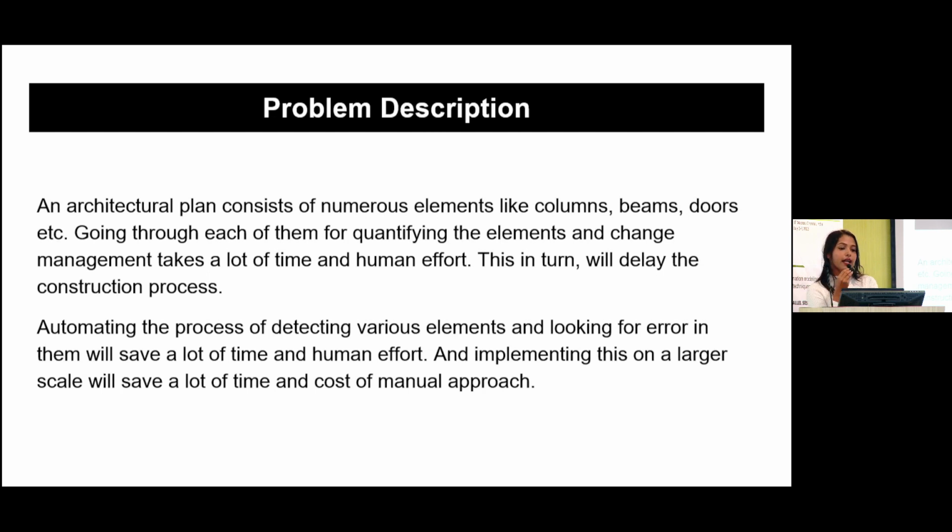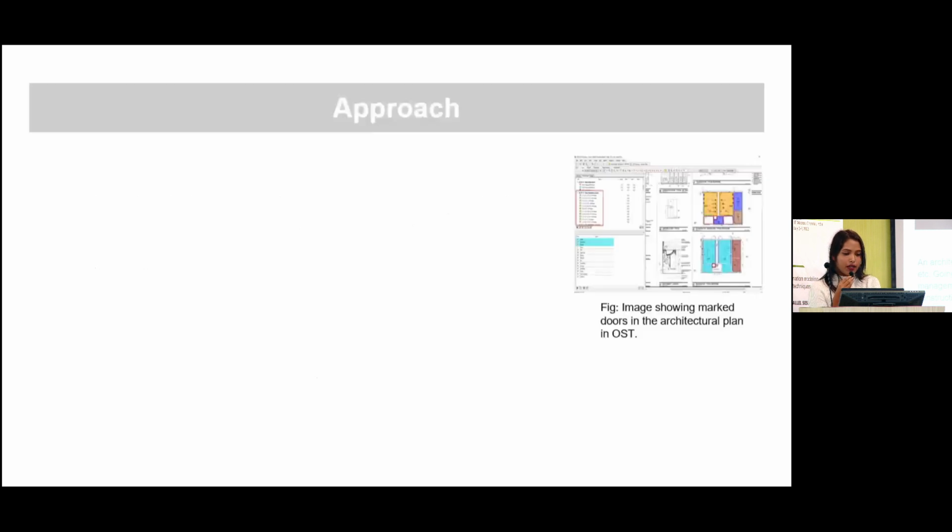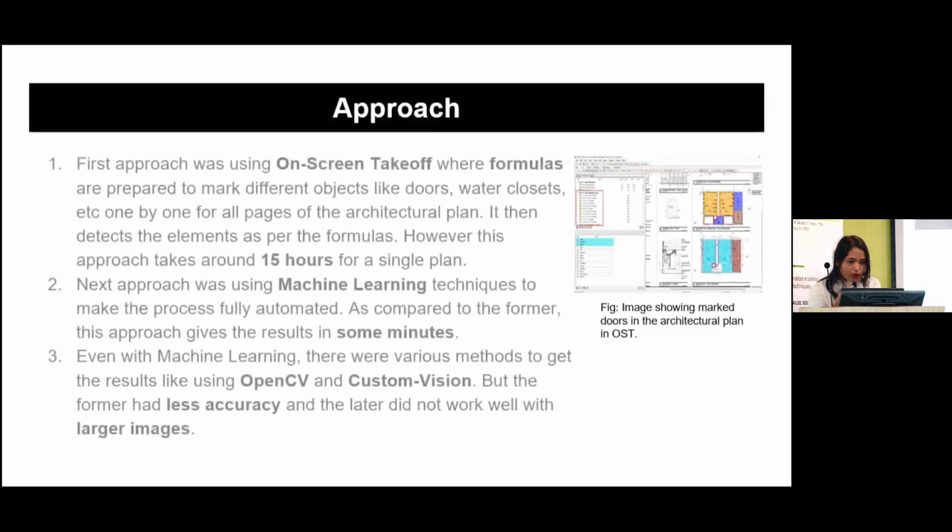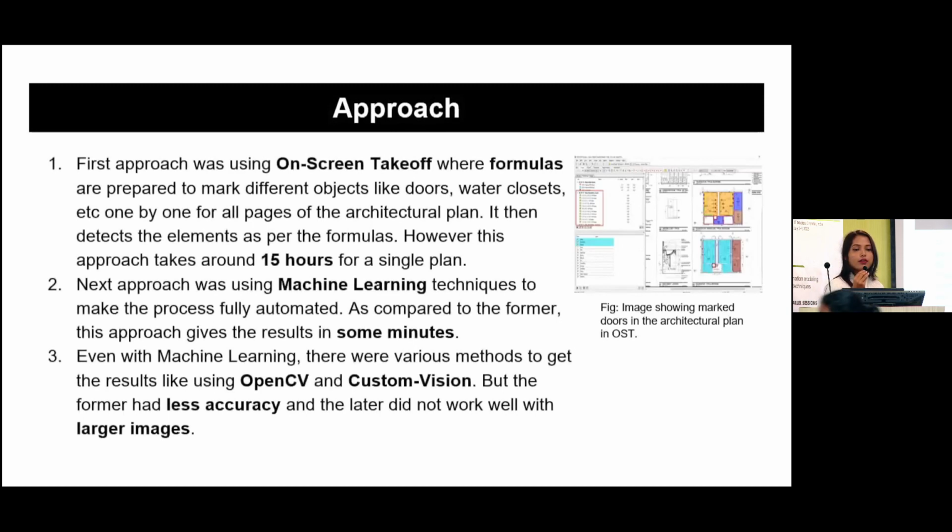The 2D architectural plan consists of so many elements like doors, water closets, columns, beams, and electrical objects, and they count them manually. So our first approach was on-screen takeoff, which I just talked about. It was a manual effort. And then to automate that, we used machine learning techniques.